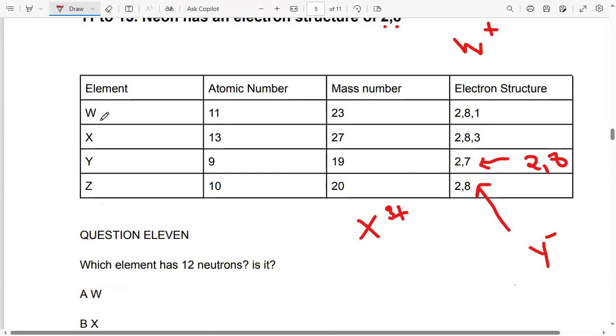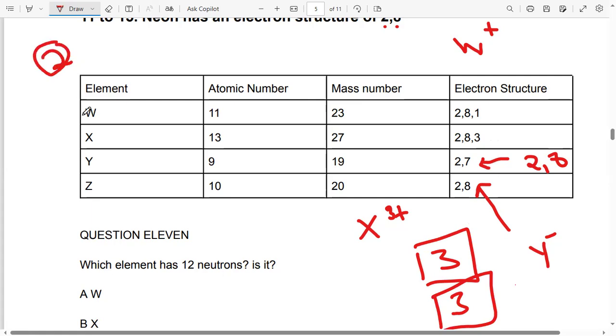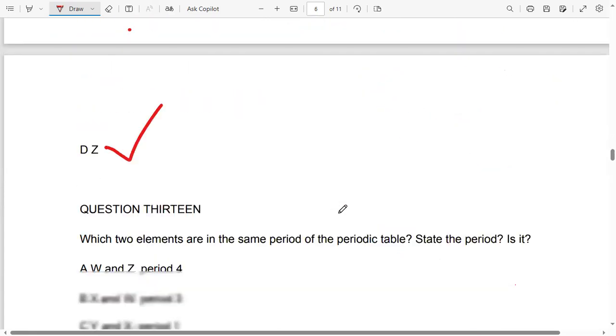We saw that this one here, when it becomes an ion, will form the same structure as neon, and it will be in period 3 because it originally has 3 energy levels. Even the X will be in period 3 and have the neon structure, and this Y here will be in period 2 and have the neon structure. So we are looking for W in period 3, X in period 3, and Y in period 2. So let's go here.